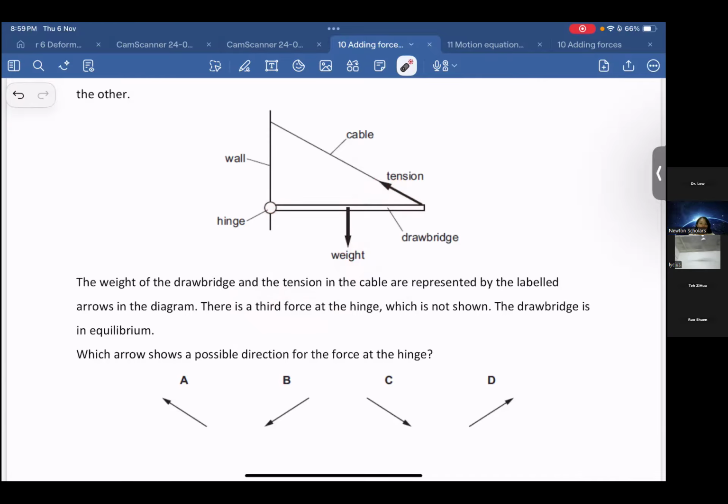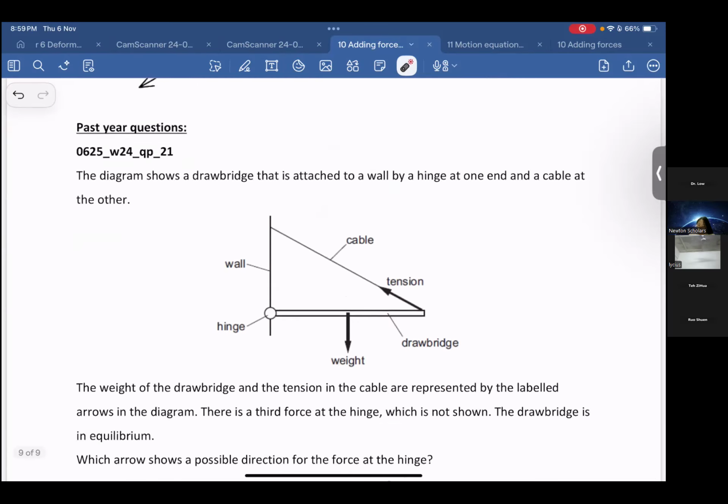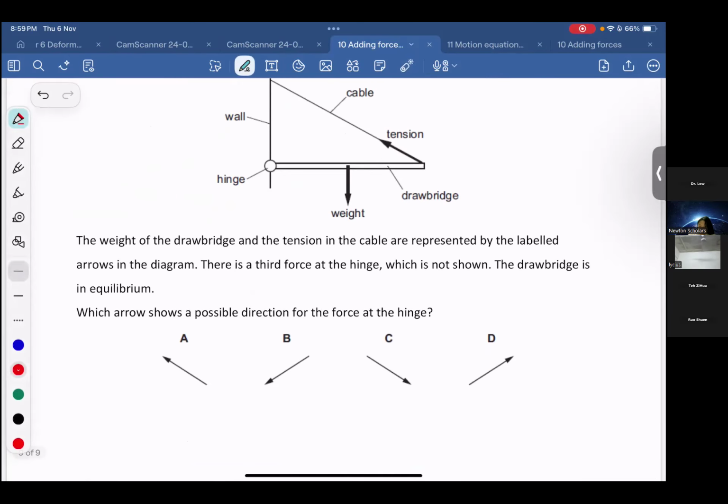Which is the possible direction for the third force? How do I know? I need to form them in a closed path. Can you try? Let's say you go down, then after that you follow by another one going up, something like this, tension going up. So you have to think, what is your third force to close it? A, B, C, D.